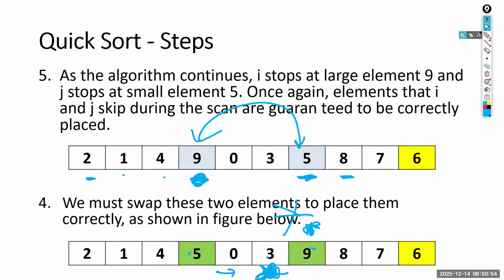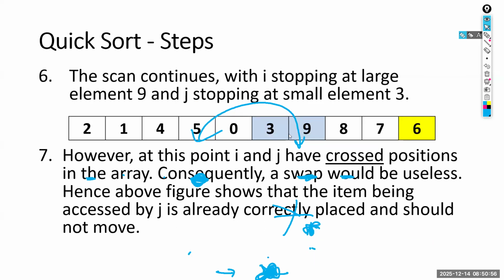Okay. So now we have ended up in 3 and 9, but we have crossed because 9 came from left and 3 we came from right. We came from right. So therefore, that is not something we are supposed to accept.